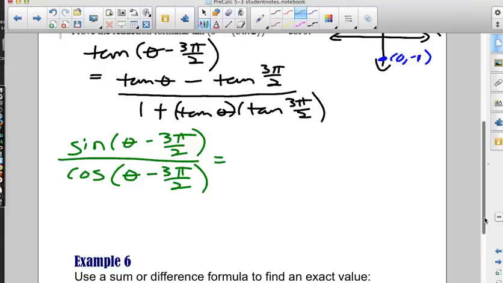Do you remember the pattern? If you're doing sine, what's the pattern for theta minus 3 pi over 2? Sine, cosine, cosine, sine. Do you get to keep the sign or do you have to change it? Keep it. And then we need a theta. And we need 3 pi over 2.